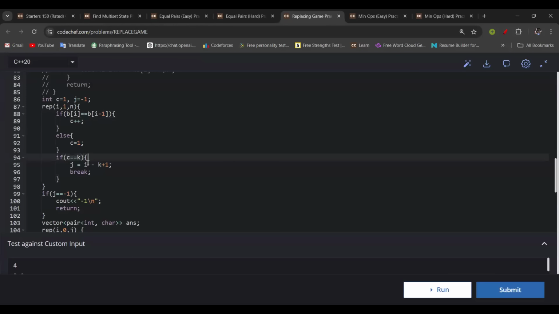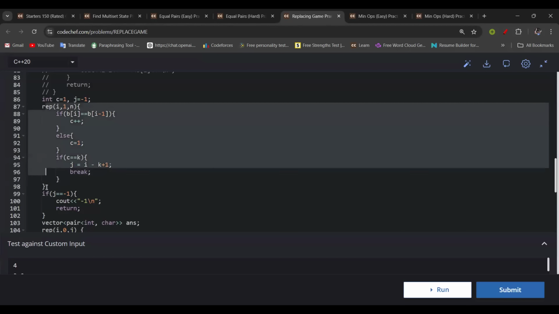So if the last K elements are equal, the starting index is I minus K plus 1. So from I minus K plus 1 till I is the subarray whose elements are equal. So this starting index is I minus K plus 1. Once I have found just any one such index, I would break out of the loop. No need to find any more. Okay, break out of the loop.